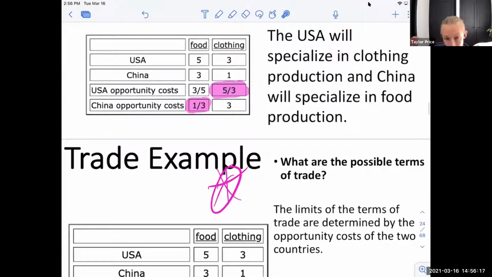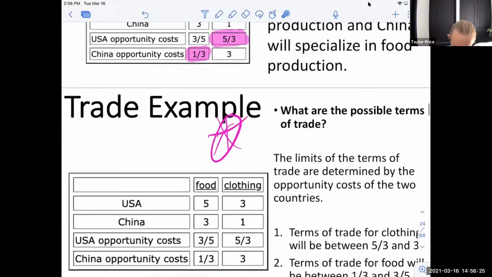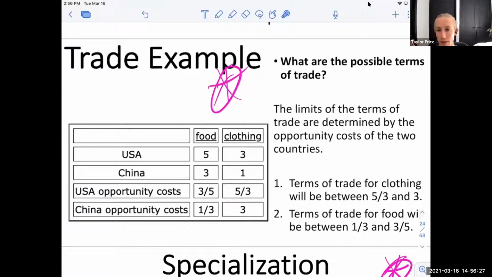So then the next step, and I think this is one of the steps that can be the most confusing, is that frequently in problems, they will ask you, what are the terms of trade? All they really mean by that is, under what terms would these countries trade? So basically, how much food and clothing, or what would the rate of food and clothing be, at which the US and China would trade goods with one another? And it's actually really easy to determine that.